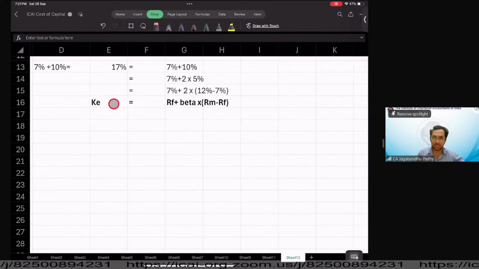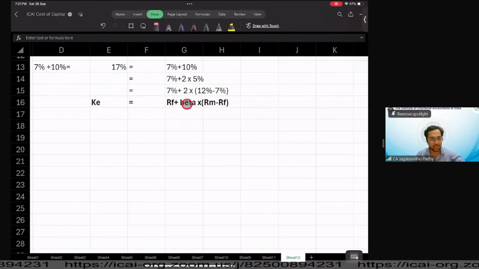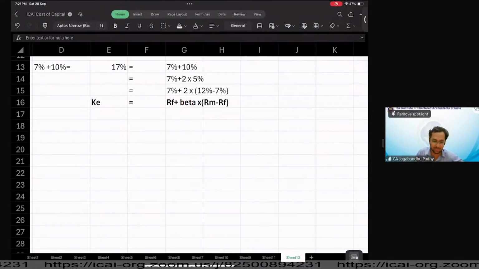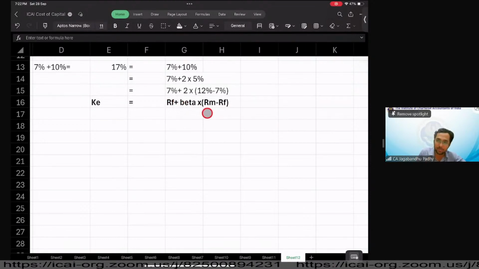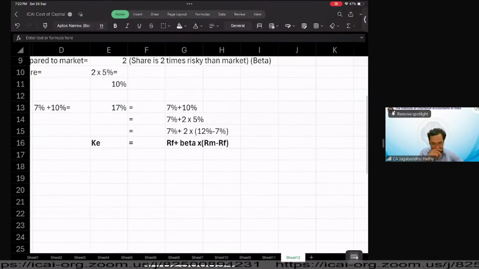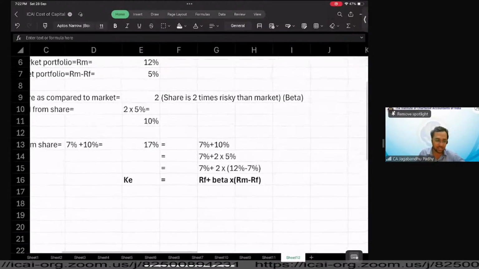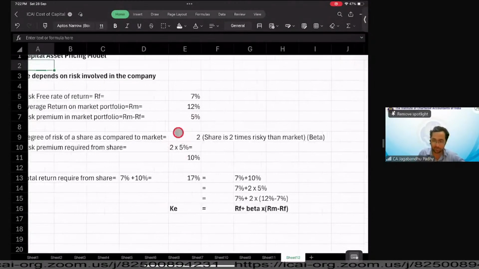Sir, Ke is simply the risk-free return plus beta into (RM minus RF). Beta is the level of risk that a company has. So risk-free will be given to you, beta will be given to you, RM and RF will also be given to you. Okay, so you are simply adjusting the risk premium that you get with the beta, the risk that you have in the security.